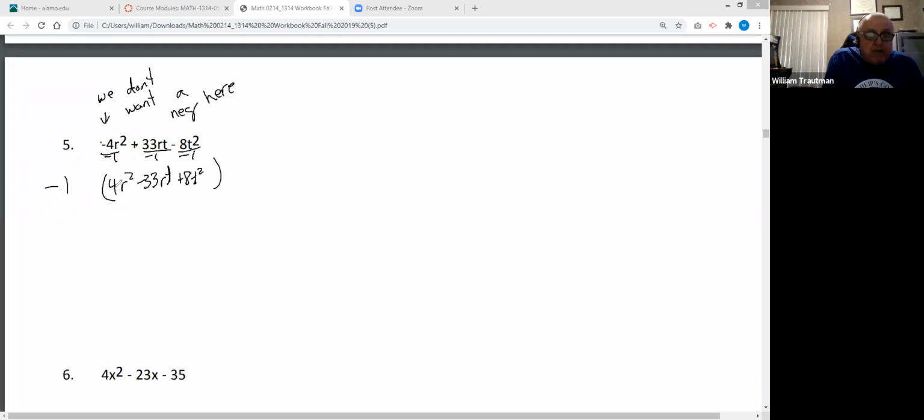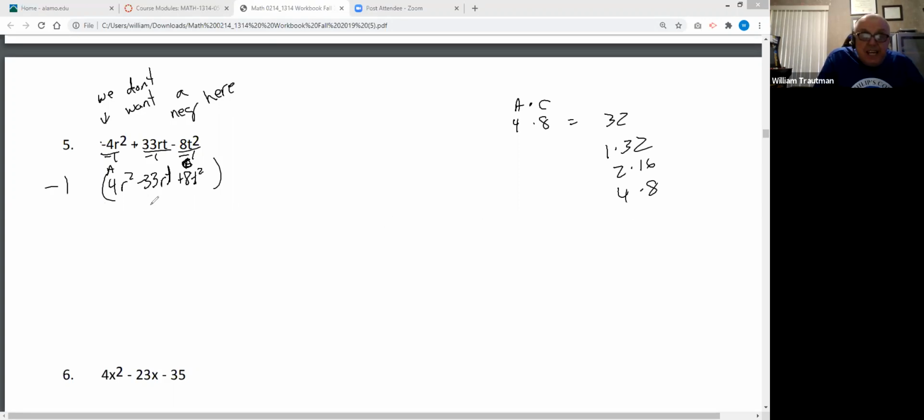Now my R squared is positive, and I'm going to use AC. I'm going to leave that -1 on the side, and I'm going to add that at the end. So this is A and this is C. A is 4, C is 8, so AC equals 32. 1 times 32, 2 times 16 is 32, 4 times 8 is 32, and that's it.